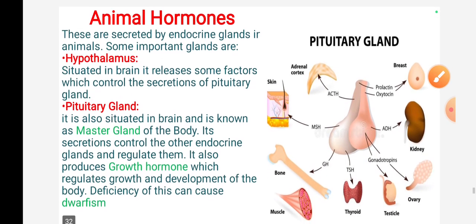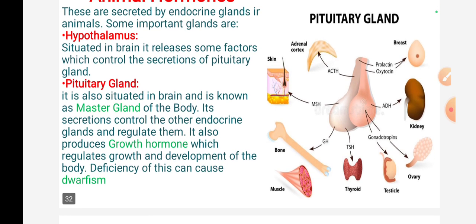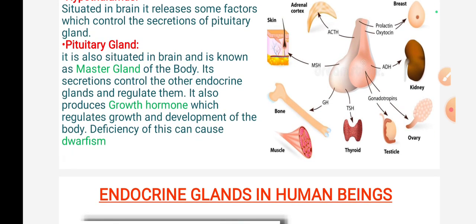Now we are going to discuss animal hormones. Animal hormones are secreted by endocrine glands in animals. Some important glands are the hypothalamus, situated in the brain, which releases some factors that control the secretions of the pituitary gland. Then the pituitary gland, also situated in the brain, is known as the master gland of the body. Its secretions control and regulate the other endocrine glands. It also produces growth hormone, which regulates growth and development of the body. Deficiency of this hormone can cause dwarfism.